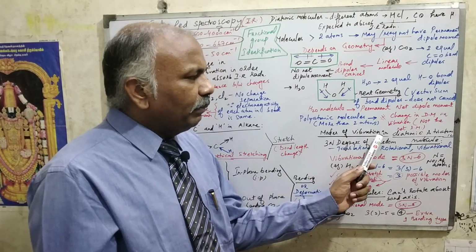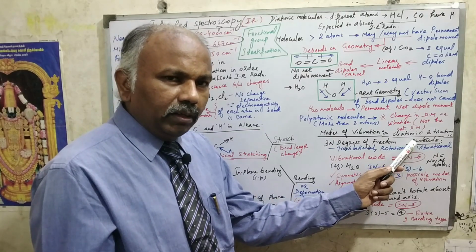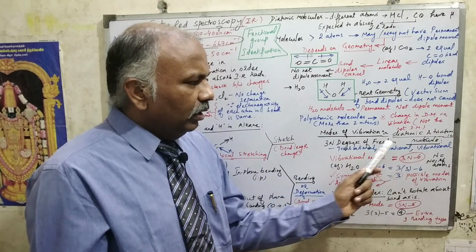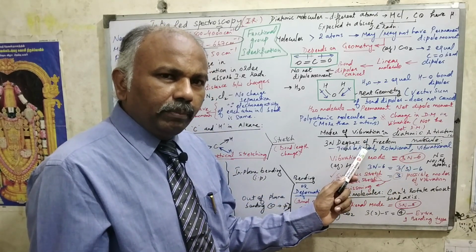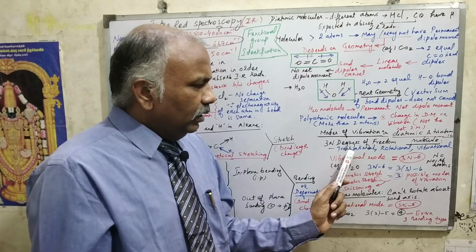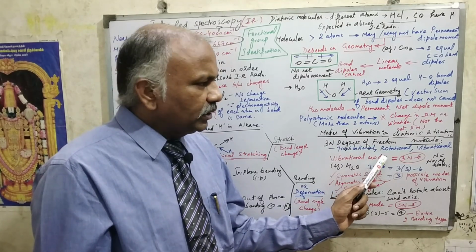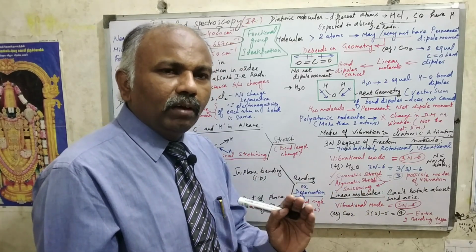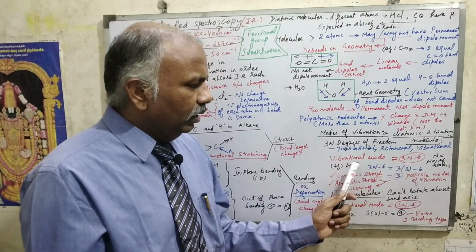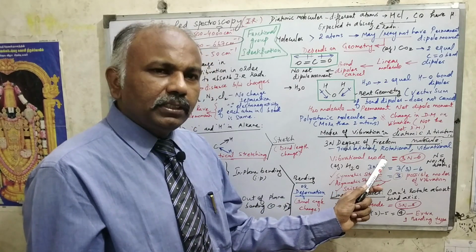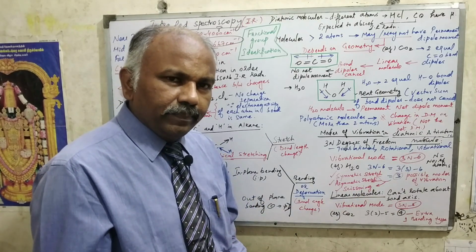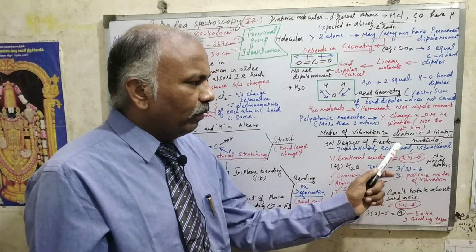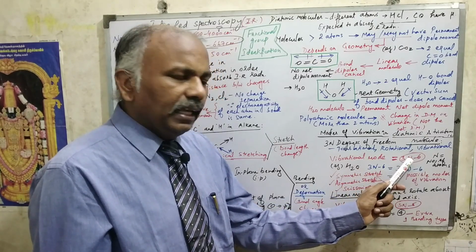Now the modes of vibration taking place in diatomic and triatomic molecules. What are the various modes of vibration in diatomic and triatomic molecules? There are 3n degrees of freedom, that is translational, rotational and vibrational. The formula for calculating the number of possible modes of vibration is: vibrational modes equal 3n minus 6. What is this n? n is the number of atoms.